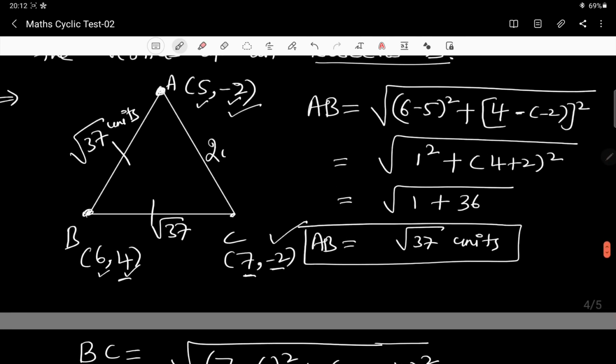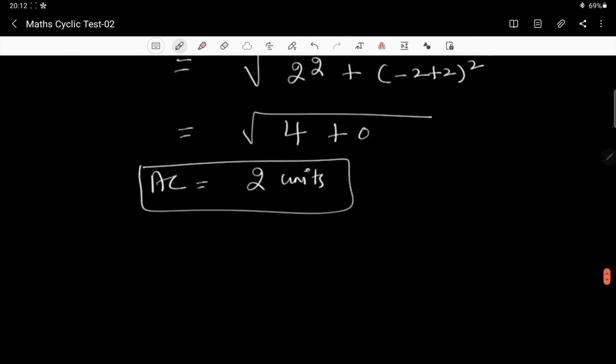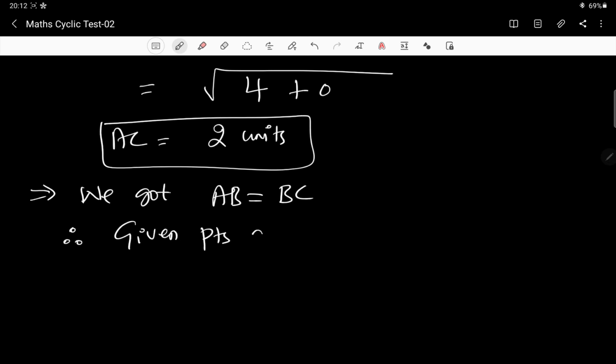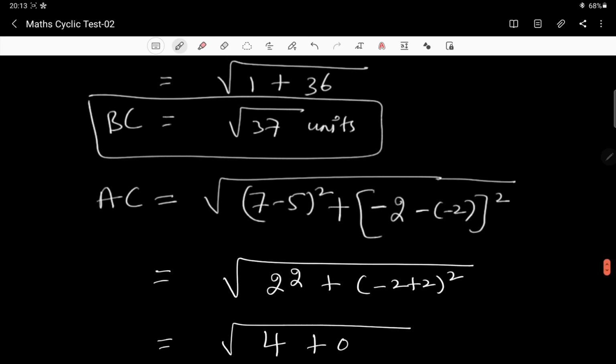So two sides I have got. I'm going to say AB is equal to BC. So we got AB is equal to BC. Therefore the given points are vertices of an isosceles triangle. See dear children, this is how you have to make an approach.